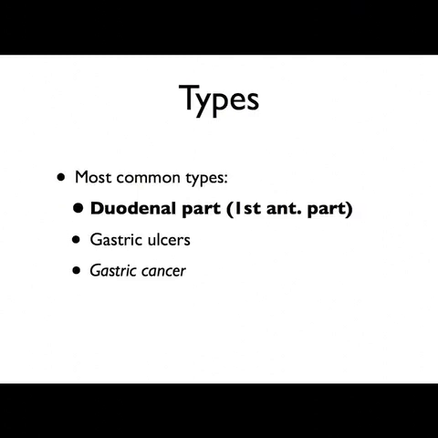Okay, so the types. Most common places are the duodenum in the first part anteriorly. As we said, that's 40% of perforations. Also gastric ulcers, and if you've got an ulcerative gastric cancer. Which we'll talk about later.